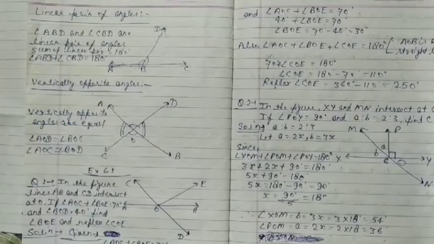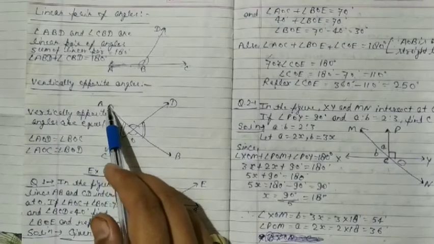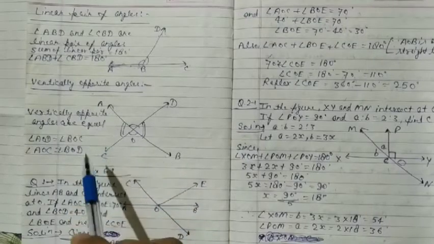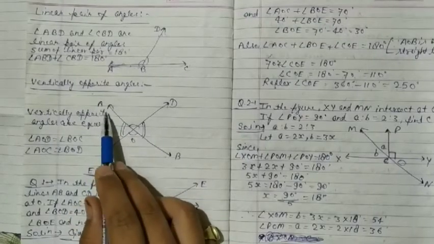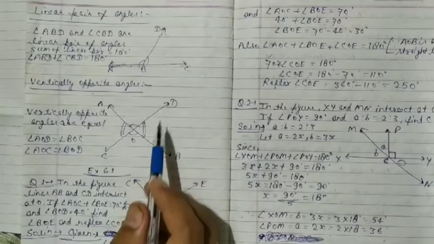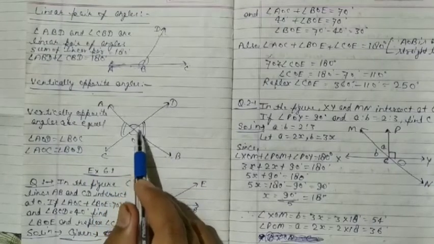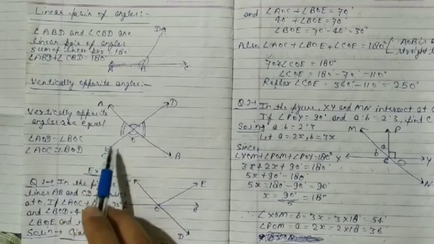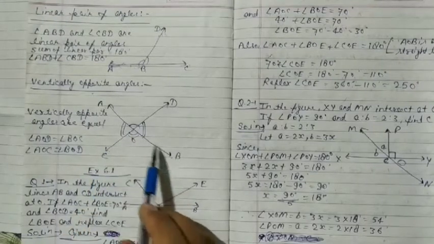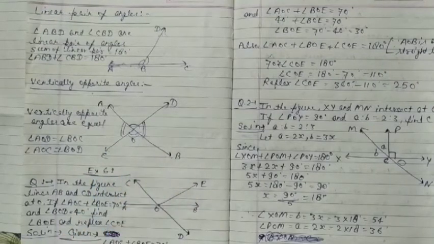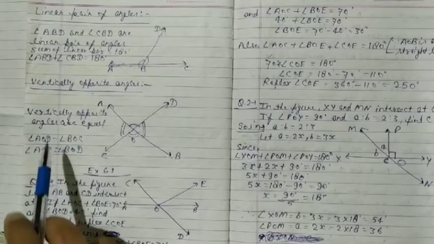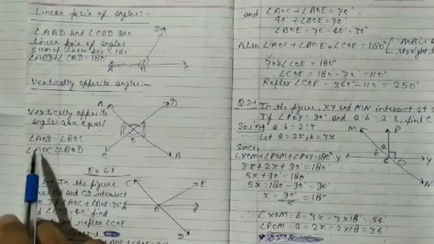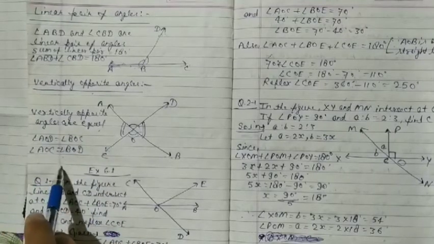Vertically opposite angles. If we have a figure like this, then angle AOD and angle BOC, this angle and this angle, are vertically opposite angles, and angle AOC and angle BOD are vertically opposite angles, and vertically opposite angles are equal. So the values of vertically opposite angles are equal.